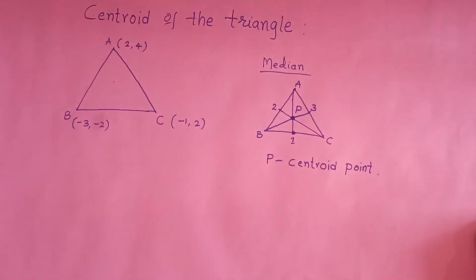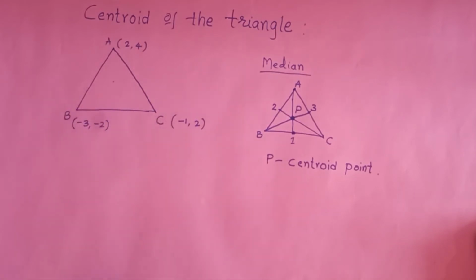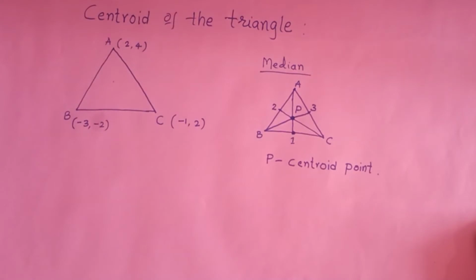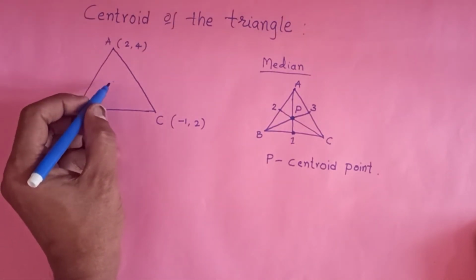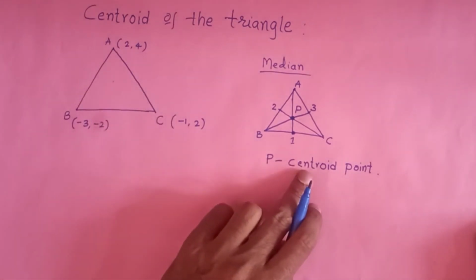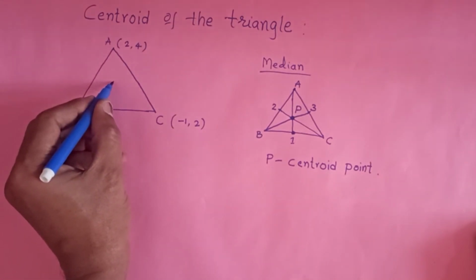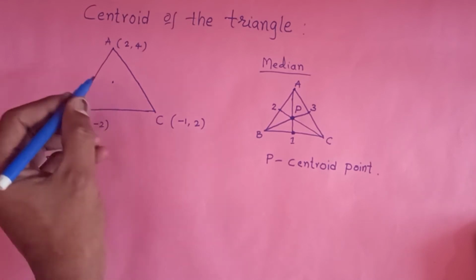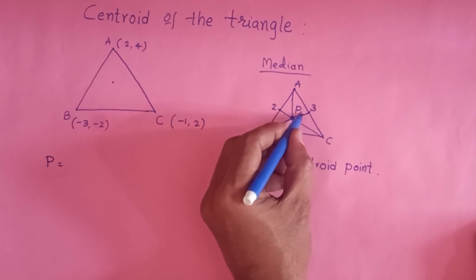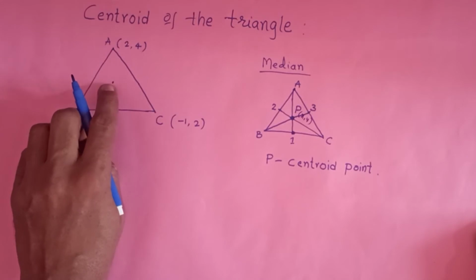Now in the similar way, when we have the coordinates for A, B and C, you need to find the centroid of this triangle. It means the point P you have to calculate. Okay, so to calculate the point P, you have to represent it in the form of X and Y. So they are asking to calculate the coordinates of the centroid P.